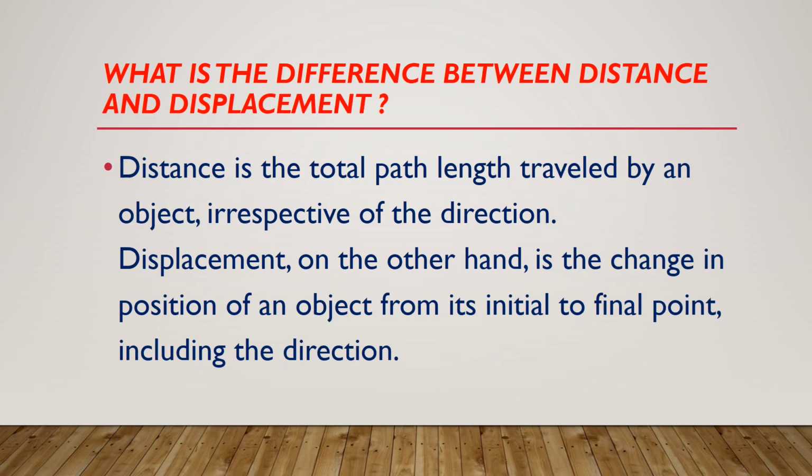What is the difference between distance and displacement? Distance is the total path length traveled by an object irrespective of the direction, and the displacement on the other hand is the change in position of an object from its initial to final point, including the direction.